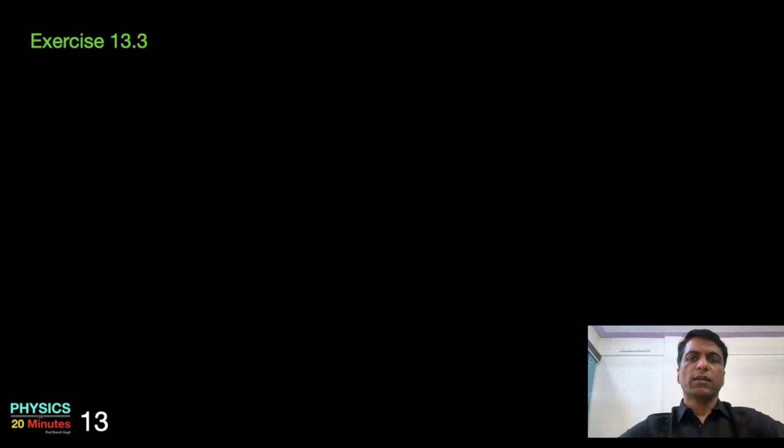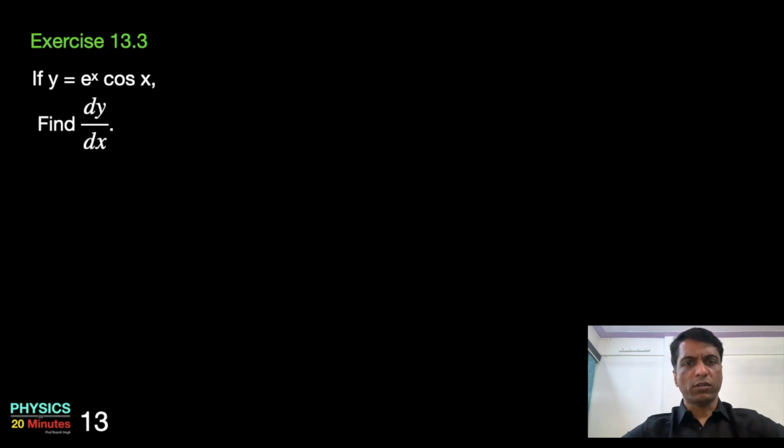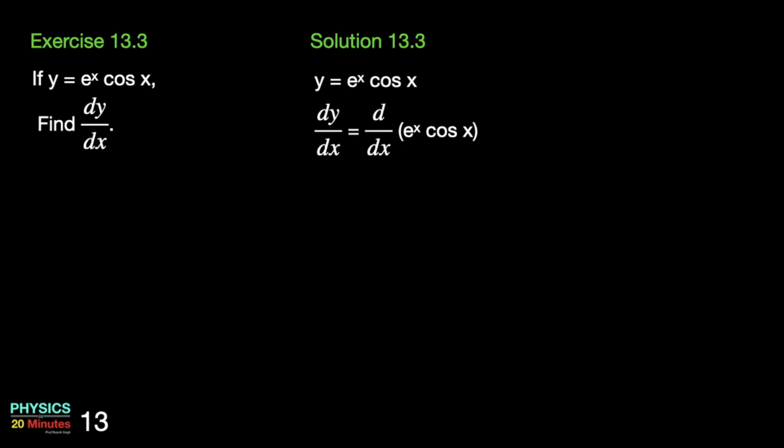Let's take an exercise to see how we can use this formula to solve the problems quickly. If y is equal to e power x cos x, find dy by dx. If you want to solve the problem on your own, take a pause, solve the problem and come back and check the solution. Here goes the solution. By taking derivative, you get dy by dx is equal to d by dx of e power x cos x. Now it's a product of two functions, so you can apply the u into v rule. So it will be e power x d by dx of cos x plus cos x d by dx of e power x.